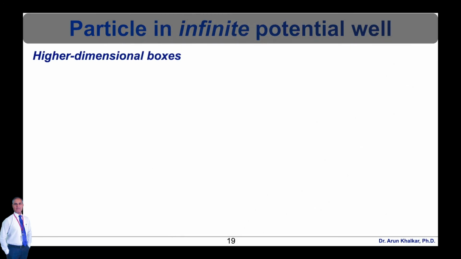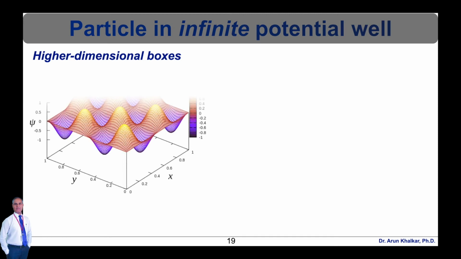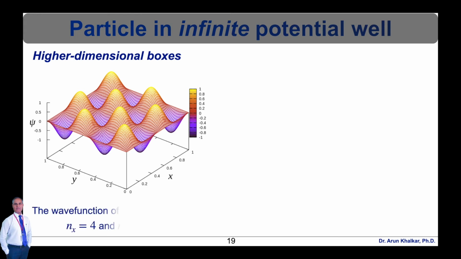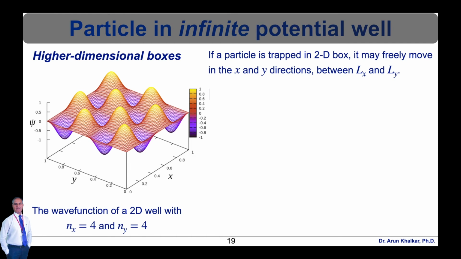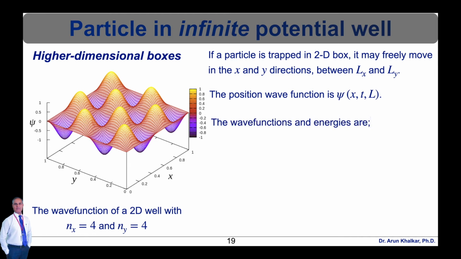Now let's see the diagram for higher dimensional boxes. If a particle is trapped in a 2-dimensional box, it may freely move in the x and y directions between the barriers separated by the lengths, let's say Lx and Ly respectively. For a centered box, the position wave function may be written including the length of the box as ψ(x, t, L). Using a similar approach to that of the one-dimensional box, it can be shown that the wave functions of the centered box are given by ψ_nx,ny(x,y) = ψ_nx(x, Lx) × ψ_ny(y, Ly).